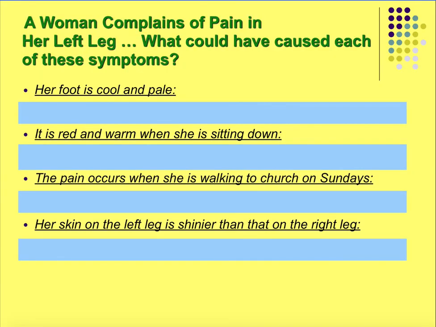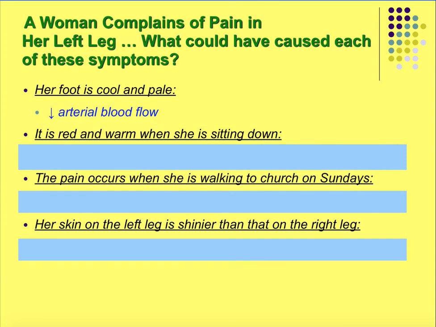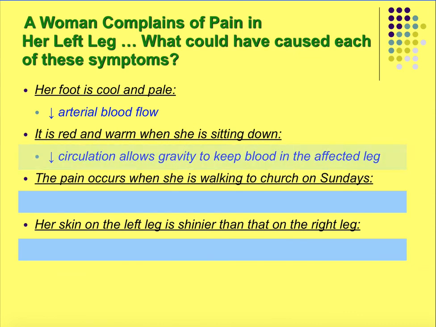So in another scenario, we have a woman who complains of pain in her left leg. What could have caused each of these symptoms? Her foot is cool and pale. So what would make her foot cool and pale? Low arterial blood flow. If there's no blood going to a leg, it's not going to look like there's blood going there, so it'll be pale and it'll be cool. But when she's sitting down, it is red and warm. So her leg would be red and warm for the opposite reason. There's too much blood there, so she has pooling of blood there.